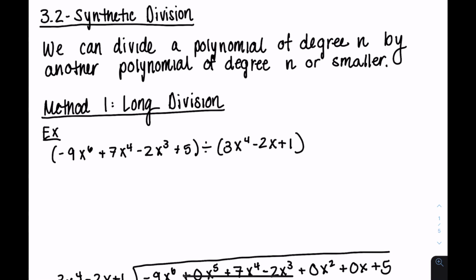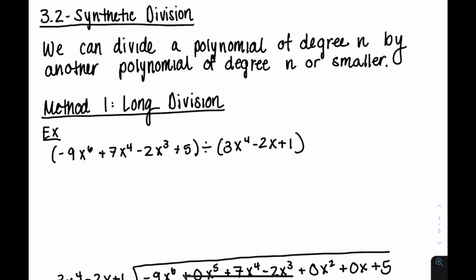So anytime we're given a polynomial of degree n, we can always divide it by a polynomial of the same degree or one that's smaller. So you can divide a third degree by a second degree, first degree, or 0th degree. You can take a 10th degree and divide it by a 10th degree, 9th degree, all the way down to a first or 0th degree polynomial. So this first method I'm going to go through, long division, works more generally, which is why I want to show you it.